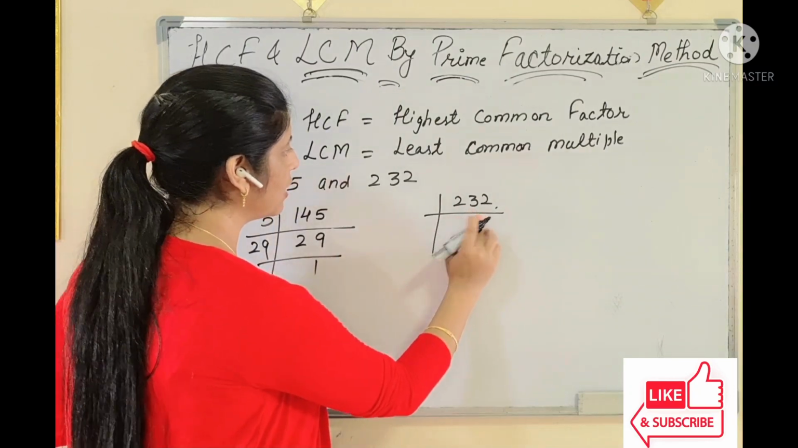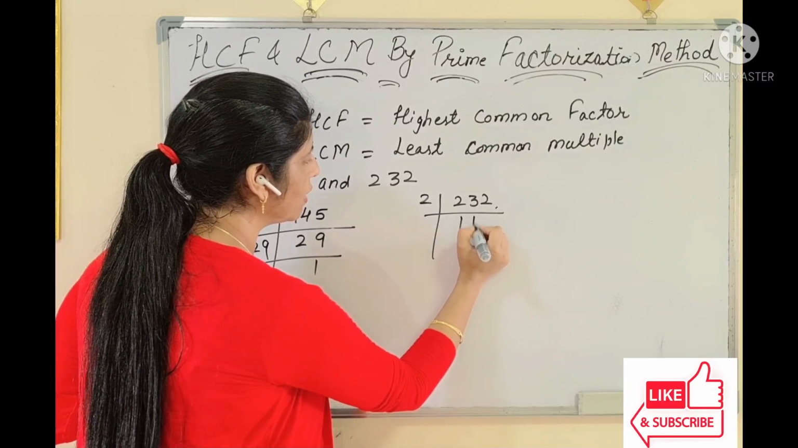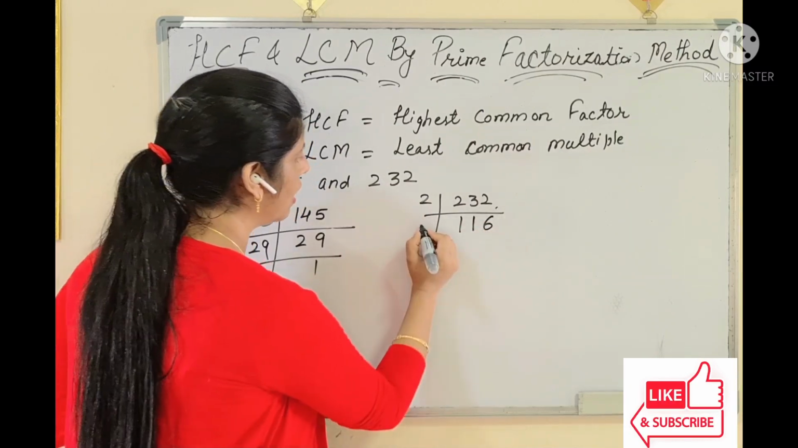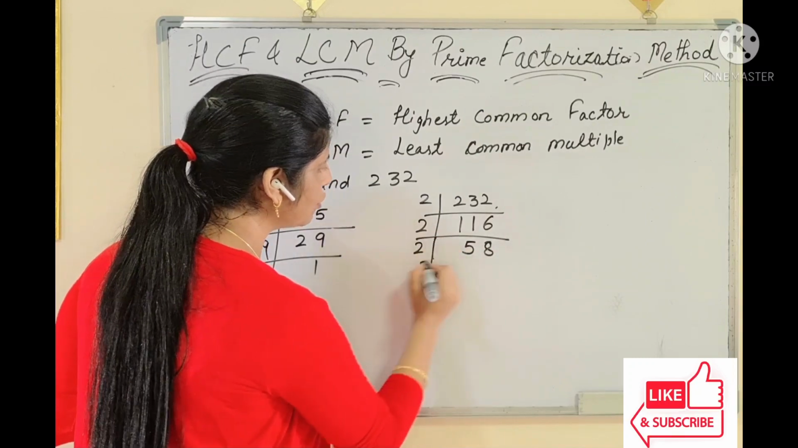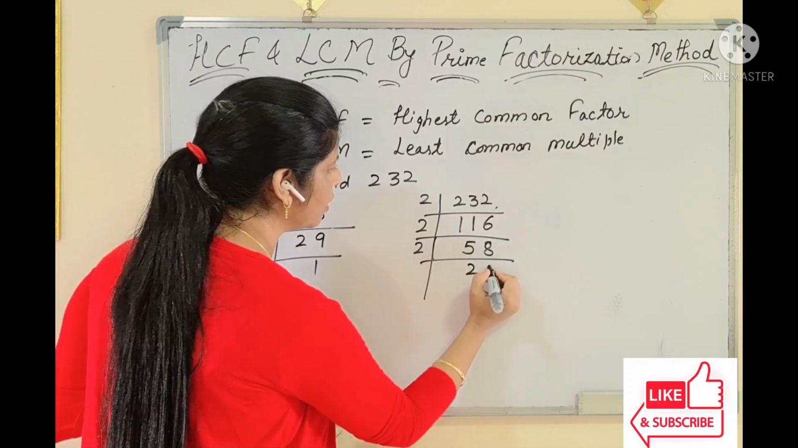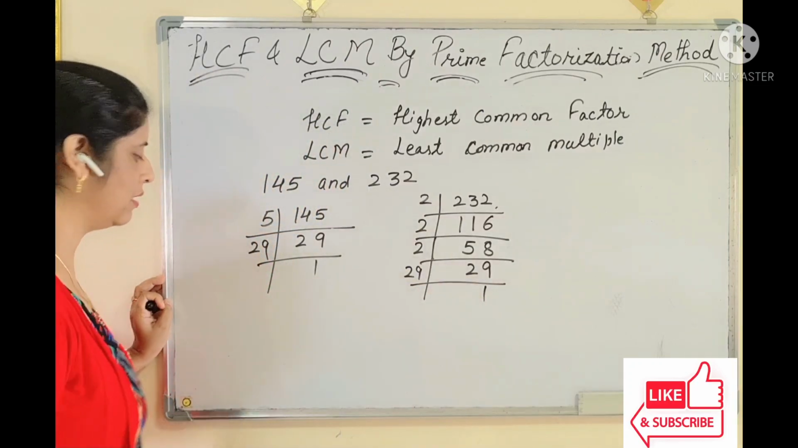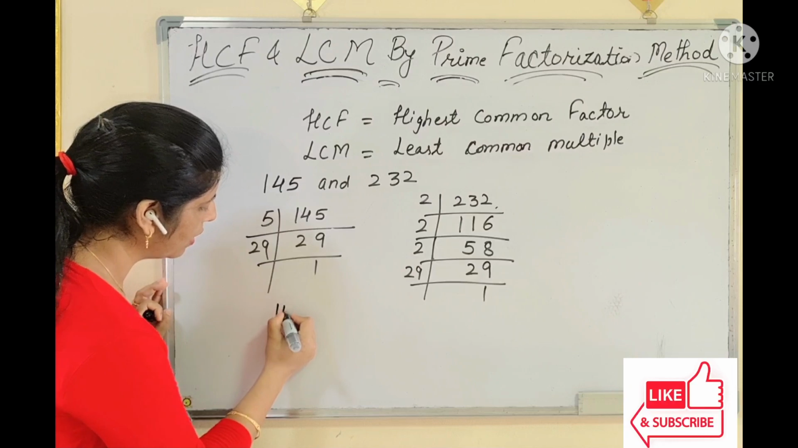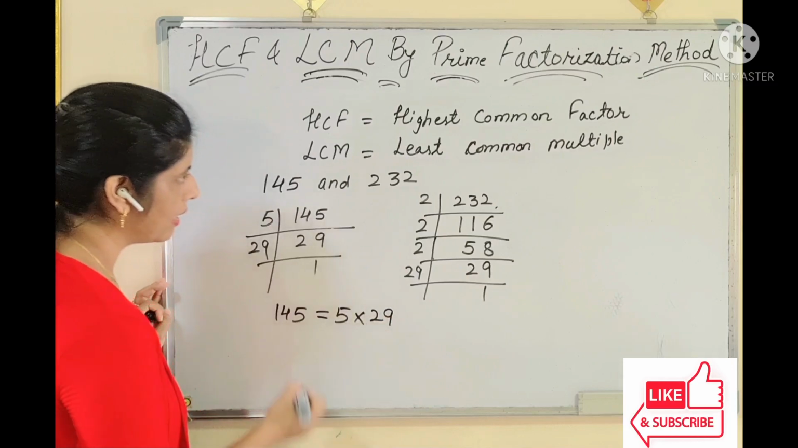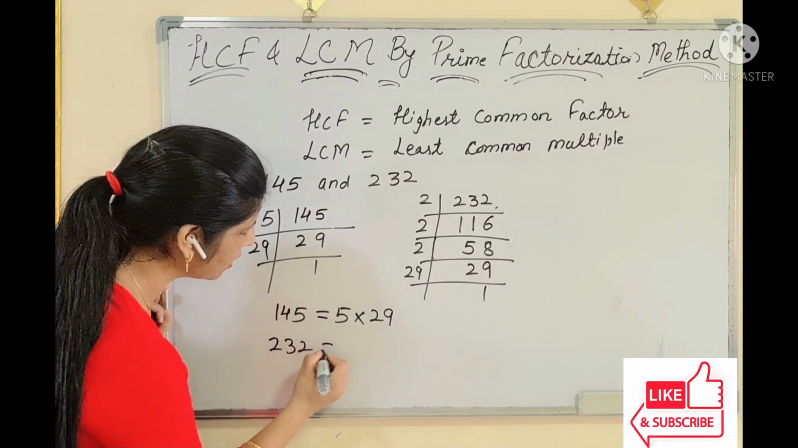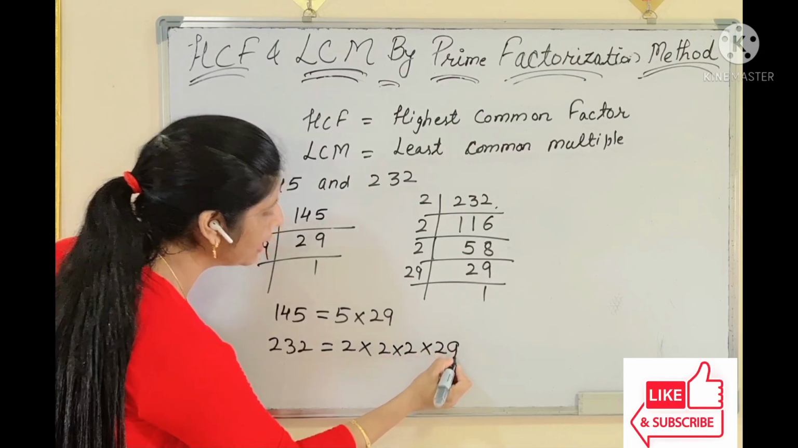Now in case of 232, this is an even number, so it will be divisible by 2. 2 1s are 2, 2 1s are 2, and 2 6s are 12. Again by 2, 2 5s are 10, 2 8s are 16. Again by 2, 2 2s are 4, 2 9s are 18. Now 29 will go by itself. So the prime factors of 145 are 5 multiplied by 29. And the prime factors of 232 are 2 multiplied 2 multiplied 2 multiplied 29.